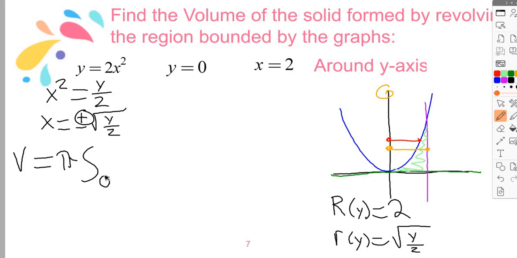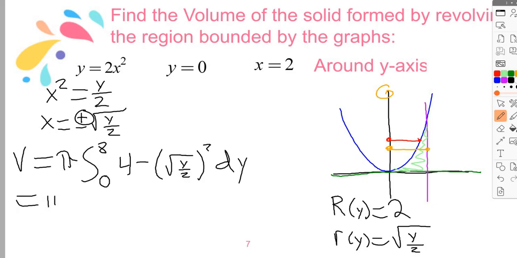Not 2. Let's go to 8. Yes, y equals 8. Because when you plug in 2 for 2x squared, you get 8. And that is where x equals 2 is. More importantly, that's the y value that's associated with that. And remember that if I am rotating around the y-axis and I have stuff in terms of y, my bounds must also be in terms of y.